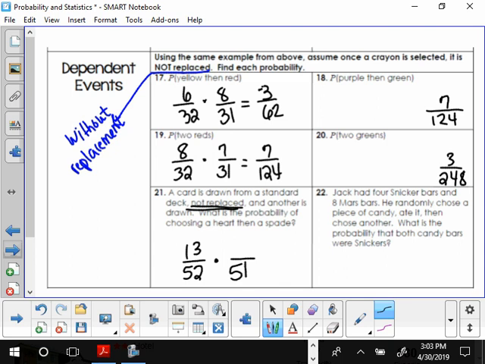So let's say I got a heart on the first time. How many spades are still in the deck? Now, if it had been a heart and a heart, that would have been 12. But since it's a heart and a spade, which will reduce to 13 divided by 204. And then number 22, the one about the candy board, will reduce to 1.